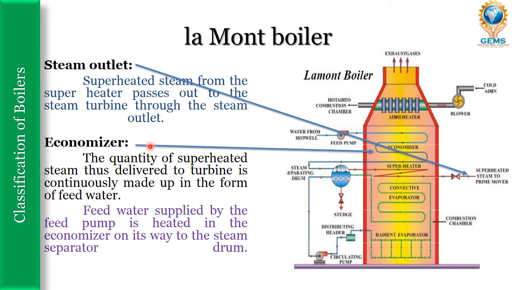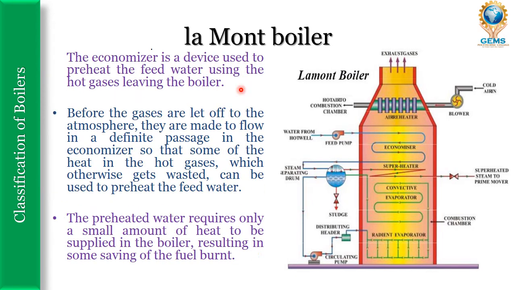Next is the economizer. The quantity of superheated steam thus delivered to the turbine is continuously made up in the form of feed water. The feed water supplied by the feed pump is heated in the economizer on its way to the steam separator drum. The economizer is a device used to preheat the feed water using the hot gases leaving the boiler. So this is the economizer.